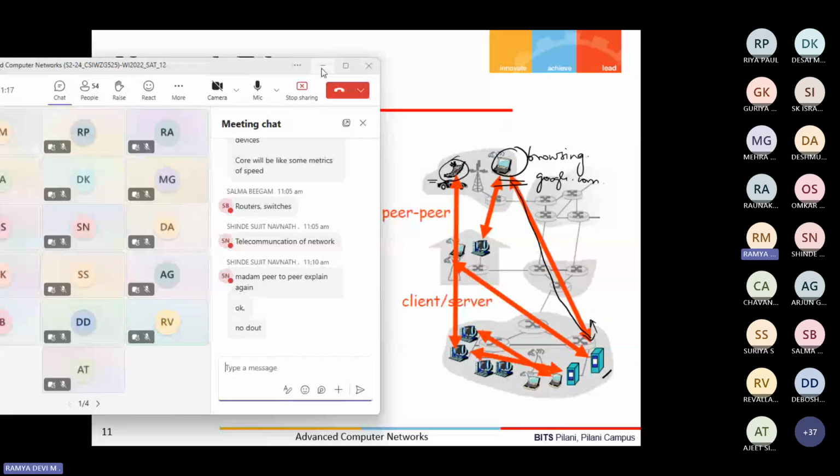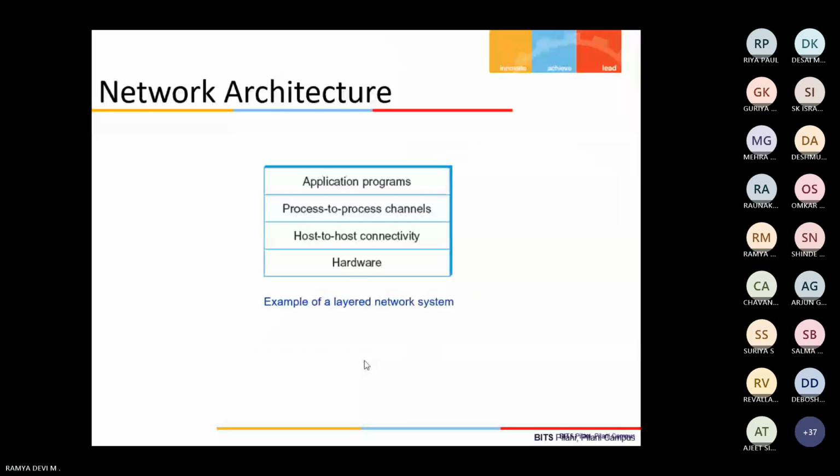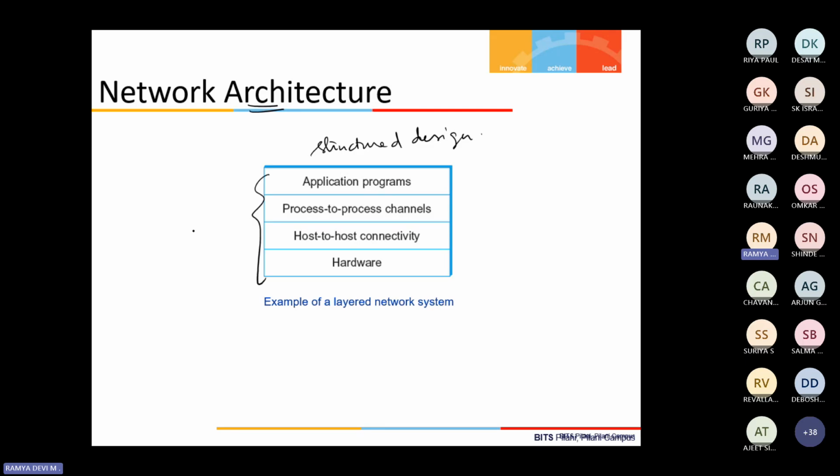BitTorrent, Bitcoin, all these things are examples of the peer-to-peer model. Right? Now we'll see network architecture. Network architecture is a structured design for how the computers and devices can communicate within the network. They organize the communication with a layered architecture. You will have different layers for simplifying interoperability.